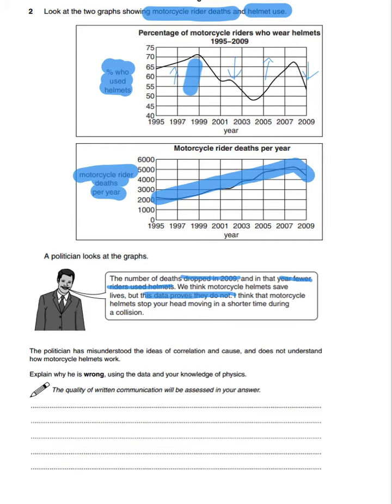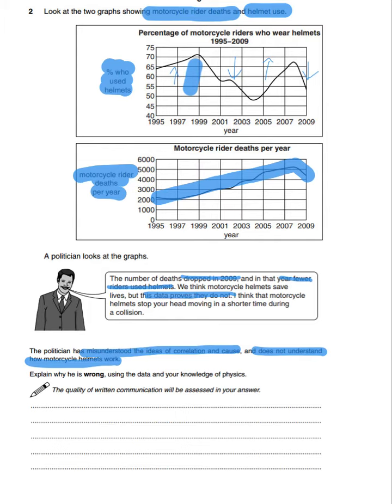And then again we have a bit more information. We haven't got to the question yet. So the politician has misunderstood the ideas of correlation and cause and does not understand how motorcycles work. Explain why he is wrong using the data and your knowledge of physics.